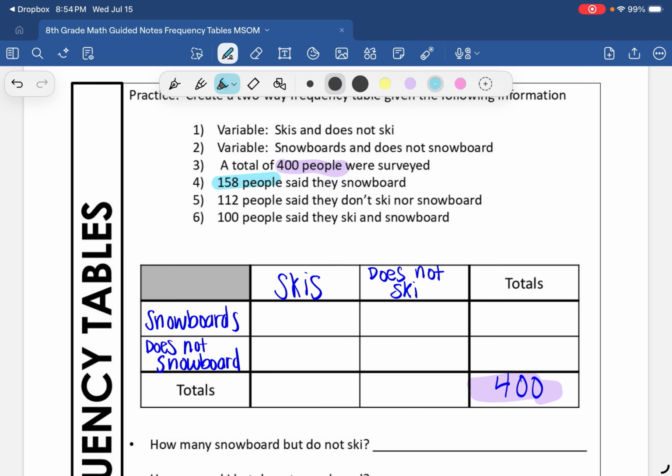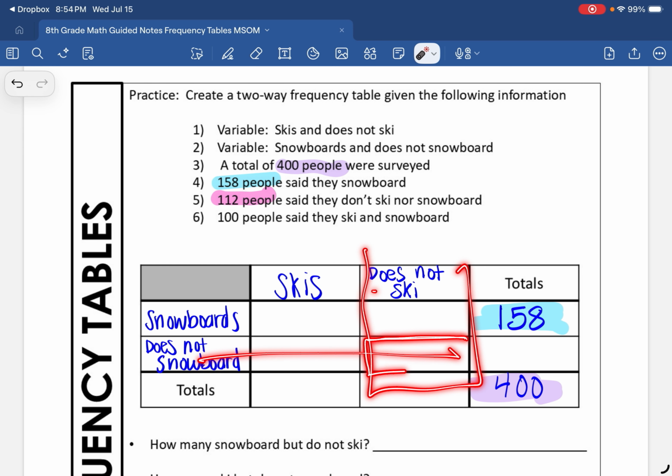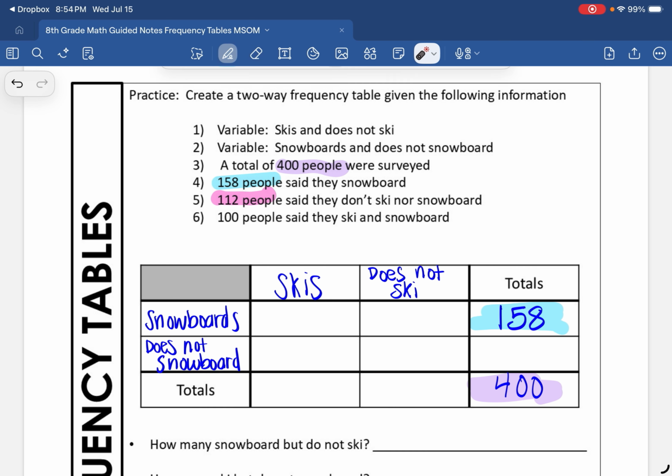158 people said they snowboard. So that's going to be over there at 158. 112 people said they don't ski nor snowboard. So does not ski over here and does not snowboard. So that's going to be this one right here. Does not ski and does not snowboard. 100 people said they ski and snowboard. So ski, snowboard is going to be right here.